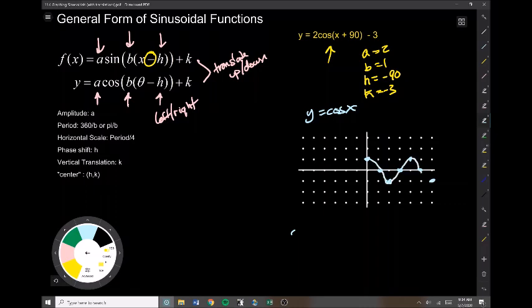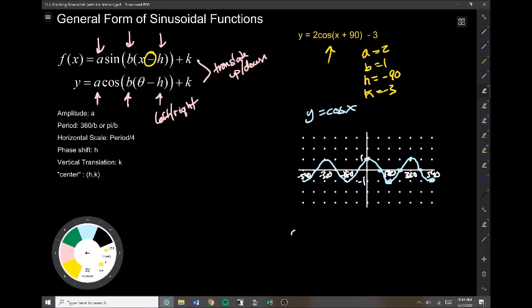High, middle, low, high, middle, low. And I should put some labels on this. This would be 180. This would be 360. This is 540. So I'm counting by 90s, technically.